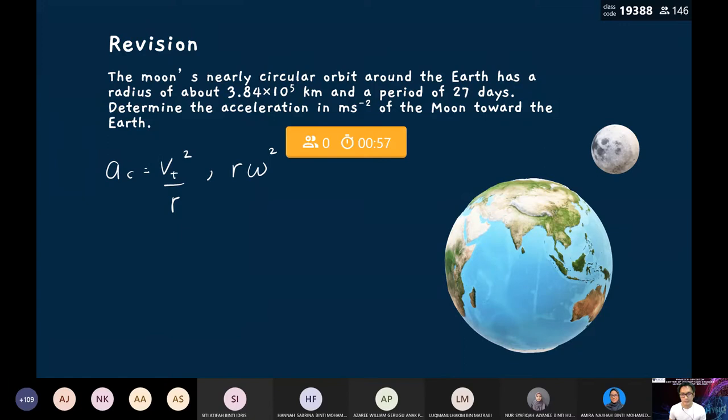Jadi dekat sini memang the direct information that given in the question is the radius itself. Kita kena cari the angular velocity. Jadi angular velocity ni datangnya daripada period of 27 days. Kalau you still ingat our first lecture, kita boleh calculate the angular velocity by using the period ataupun the time pula.